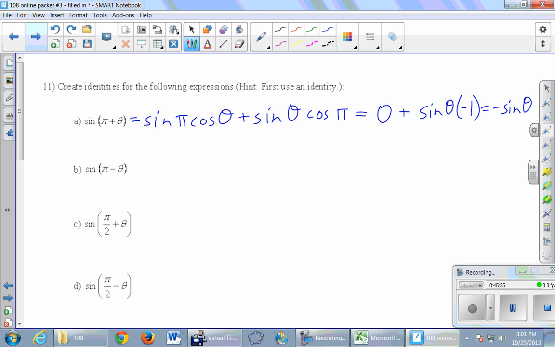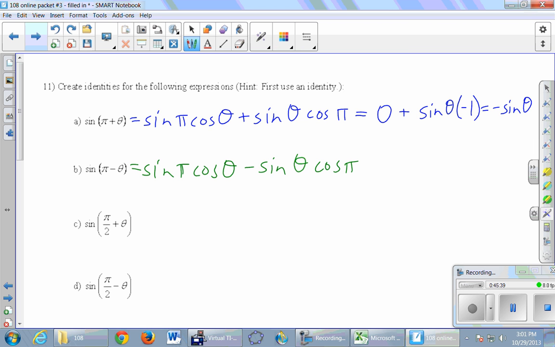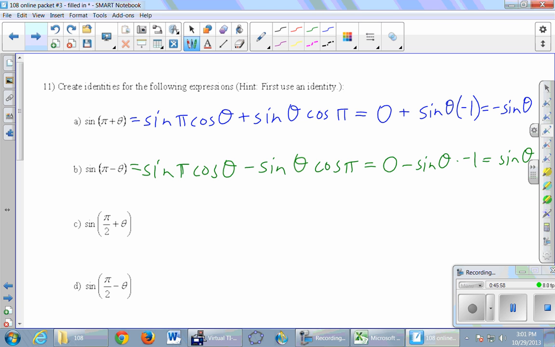Okay, next one, same idea. Sine of the first, cosine of the second, but now we copy the subtraction symbol. Sine of the second, cosine of the first. Notice that the second doesn't have a negative theta in it, right? It's just theta. The subtraction symbol is taken care of by the nature of the formula. Okay, sine of pi is still 0. Minus sine of theta, cosine of pi is still -1. So this is really just positive sine of theta.